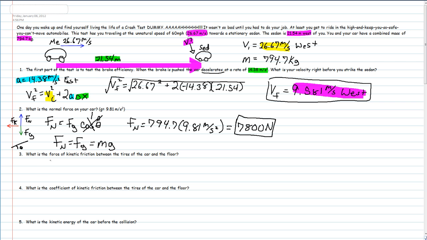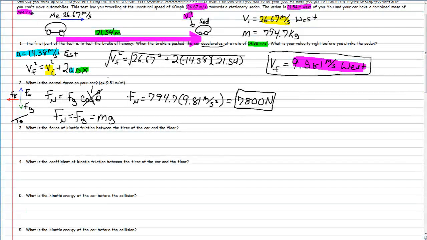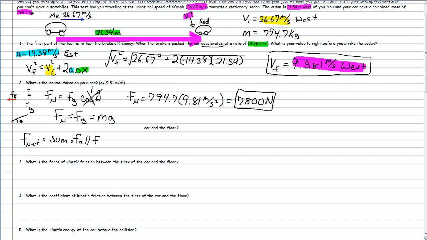Okay, number 3 says, what is the force of kinetic friction between the tires in the car? Now, a lot of people ask me, well, how can I find that? I don't have the coefficient of kinetic friction. Well, you don't need it in this case, because if I look at my free body diagram right here, my net force, which is the sum of all the forces, well, my F sub g and my F sub n are going to cancel out. And so really what I'm left with, my net force on my car, is my force of kinetic friction.